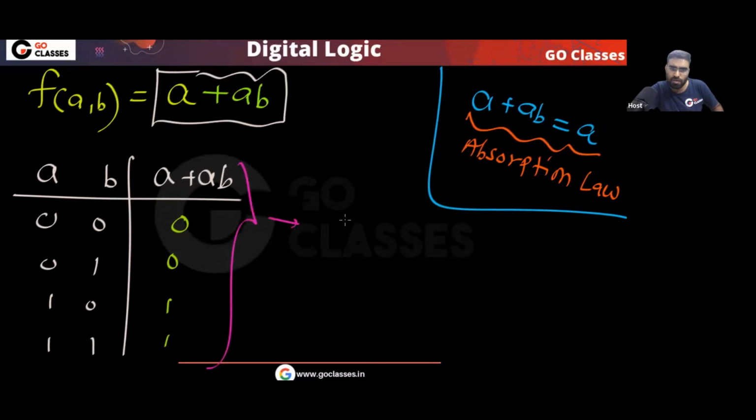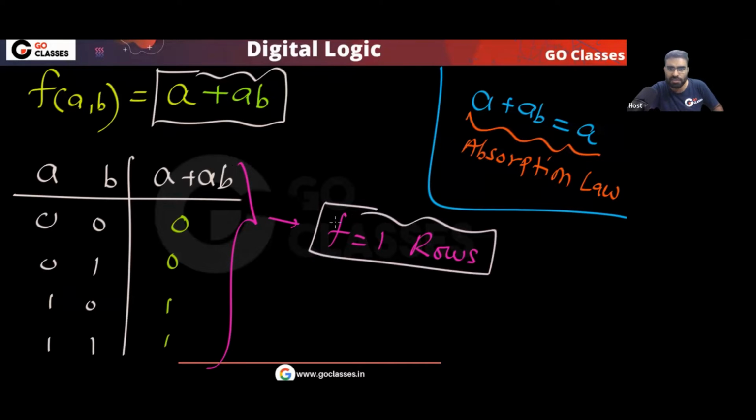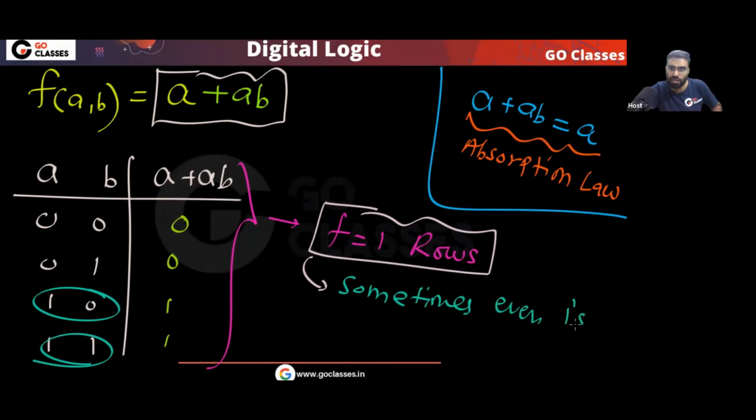Now notice. Look at f equal to 1 rows. Tell me how many ones in the input? Sometimes even number of ones, sometimes odd number of ones. Yes or no? Can you notice? Sometimes even number of ones in input, and sometimes odd number of ones in input. Is this clear?